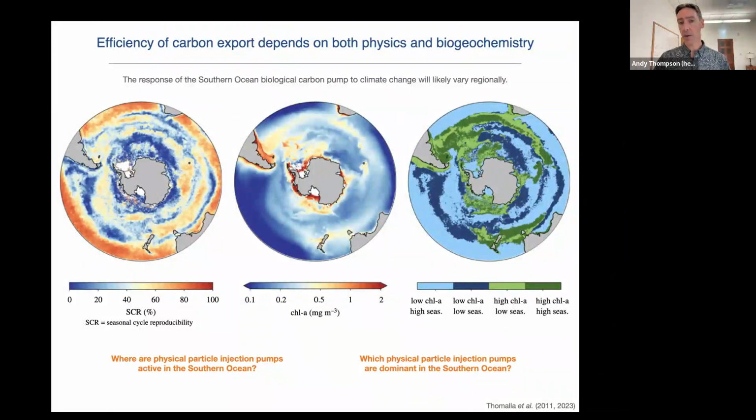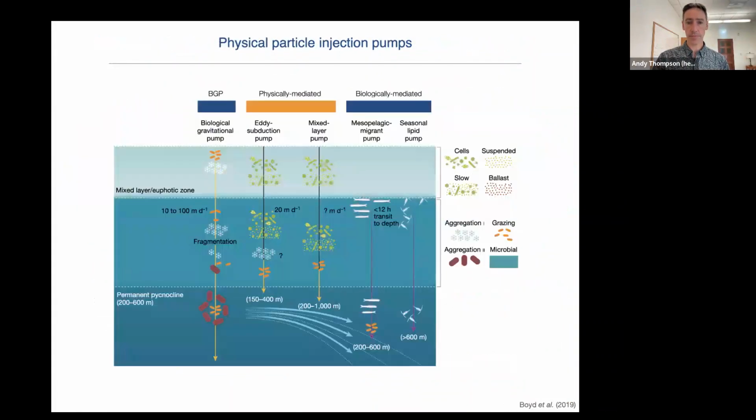And we expect that carbon export will be very sensitive to these different properties. And so it raises the question: where are physical particle injection pumps active in the Southern Ocean? Even from these early observational studies, how do we begin to interpolate those to larger circumpolar scales? And in places where the physics may be important for carbon export, which ones are going to be dominant in the Southern Ocean, and how do they interact with each other?